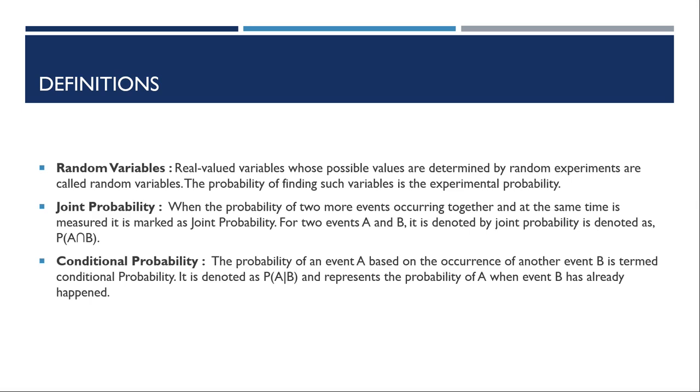And next comes conditional probability. Conditional probability is a fundamental concept in probability theory that measures the probability of an event occurring, given that another event has occurred. In other words, conditional probability allows us to update our prior beliefs about the probability of an event based on new information. For example, suppose we toss a fair coin twice and we want to calculate the probability of getting heads on the second toss given that we got tails on the first toss. So we can use conditional probability. The probability of an event A based on the occurrence of another event B is termed conditional probability.